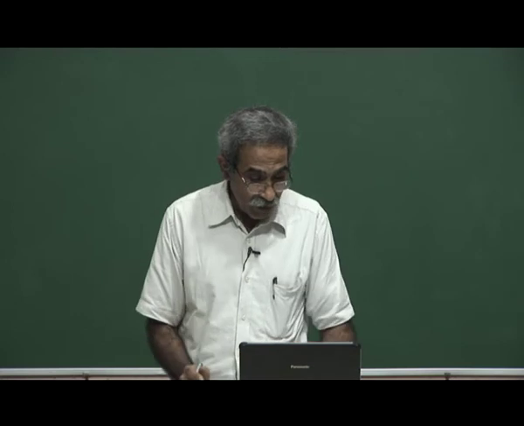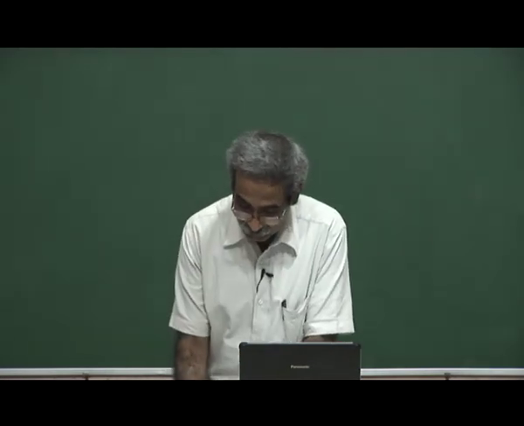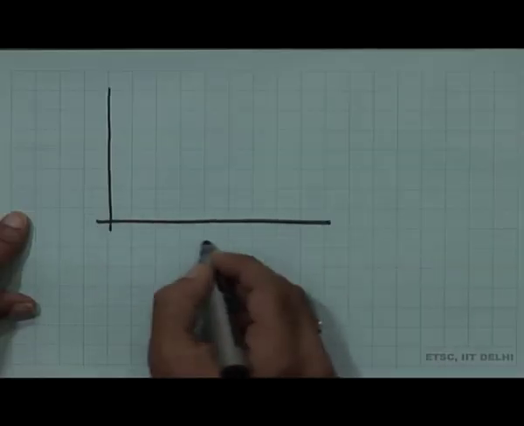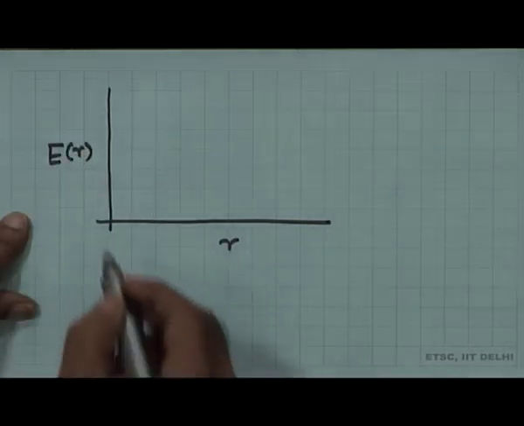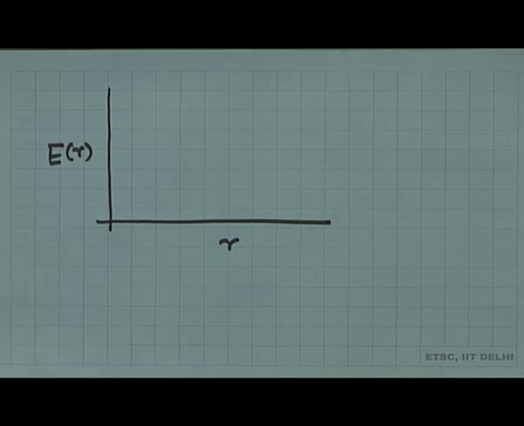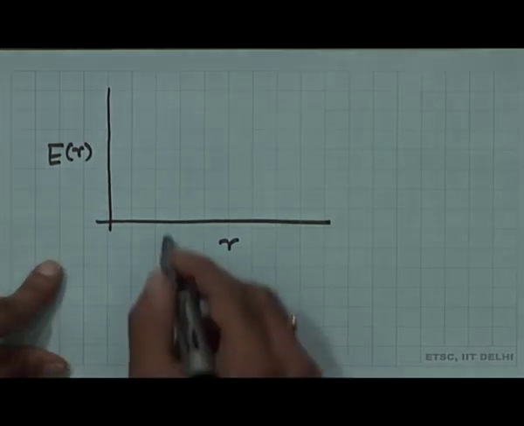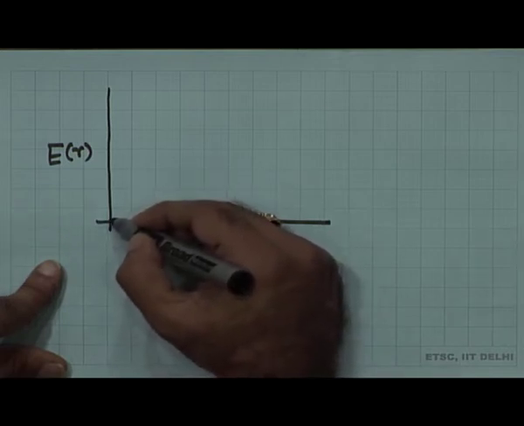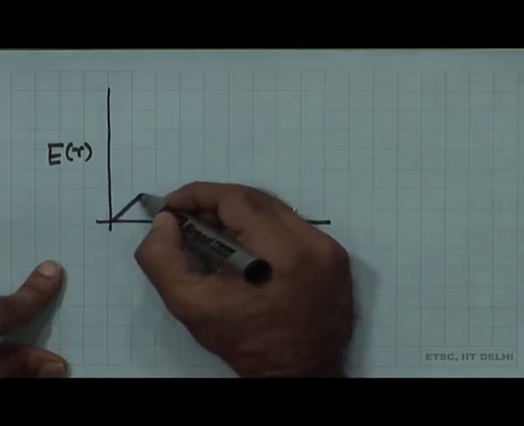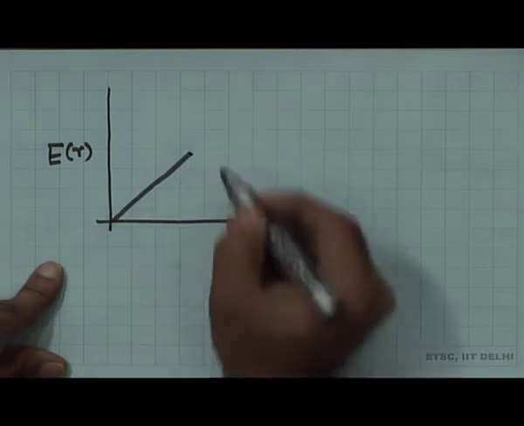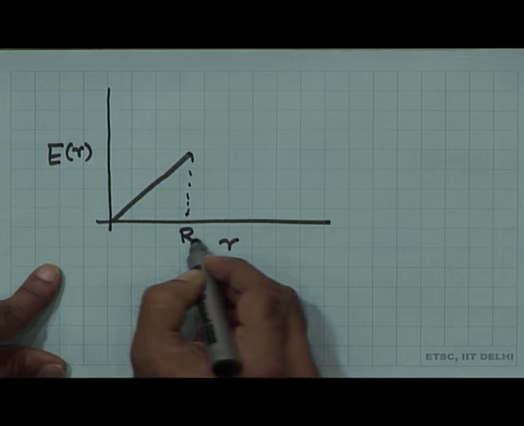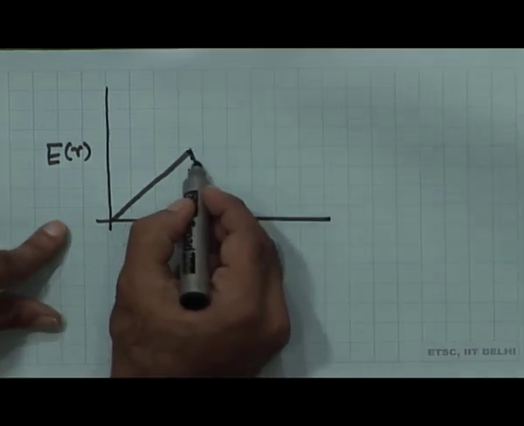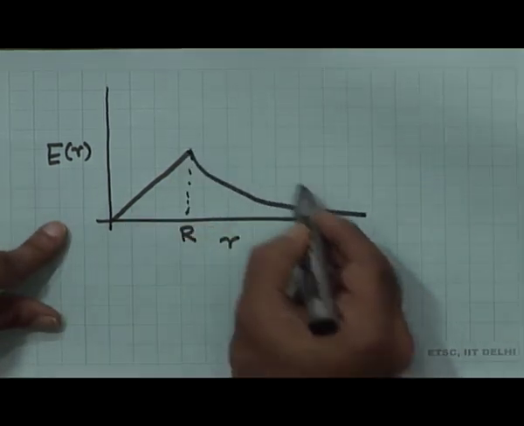So, let me draw the field for you and then let me draw the potential for you. So, this is my R, this is my electric field as a function of R. The electric field is positive because it is produced by a positive charge distribution. So, what happens? Inside the spherical distribution, it starts rising linearly. This point corresponds to R and outside it falls off like 1 over r squared.